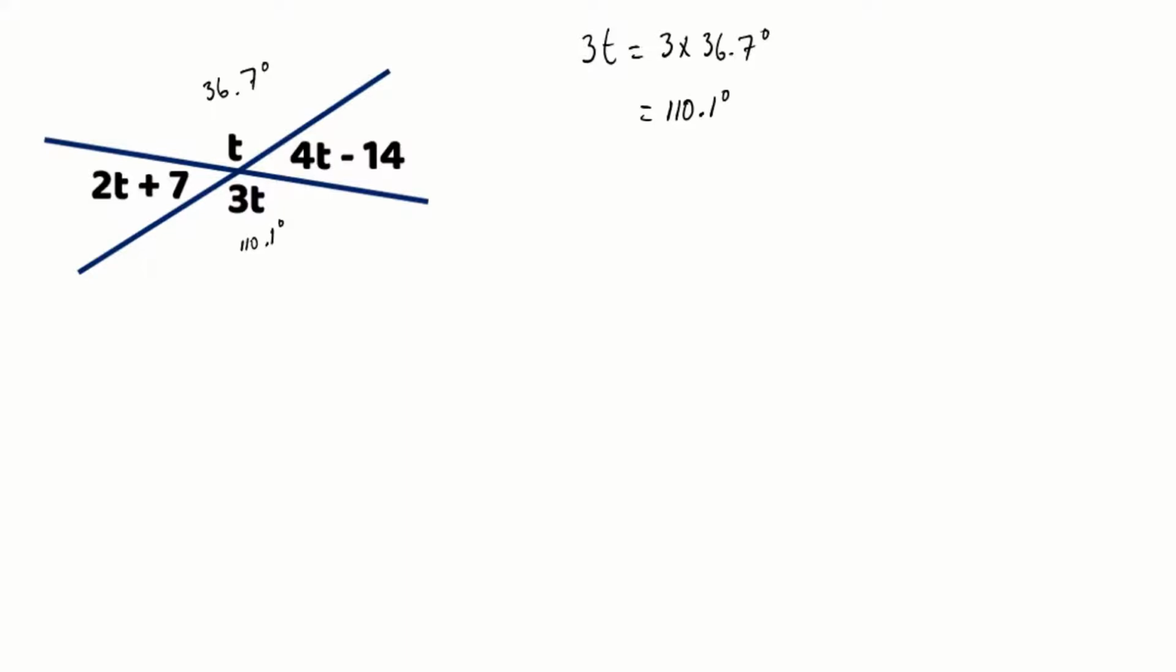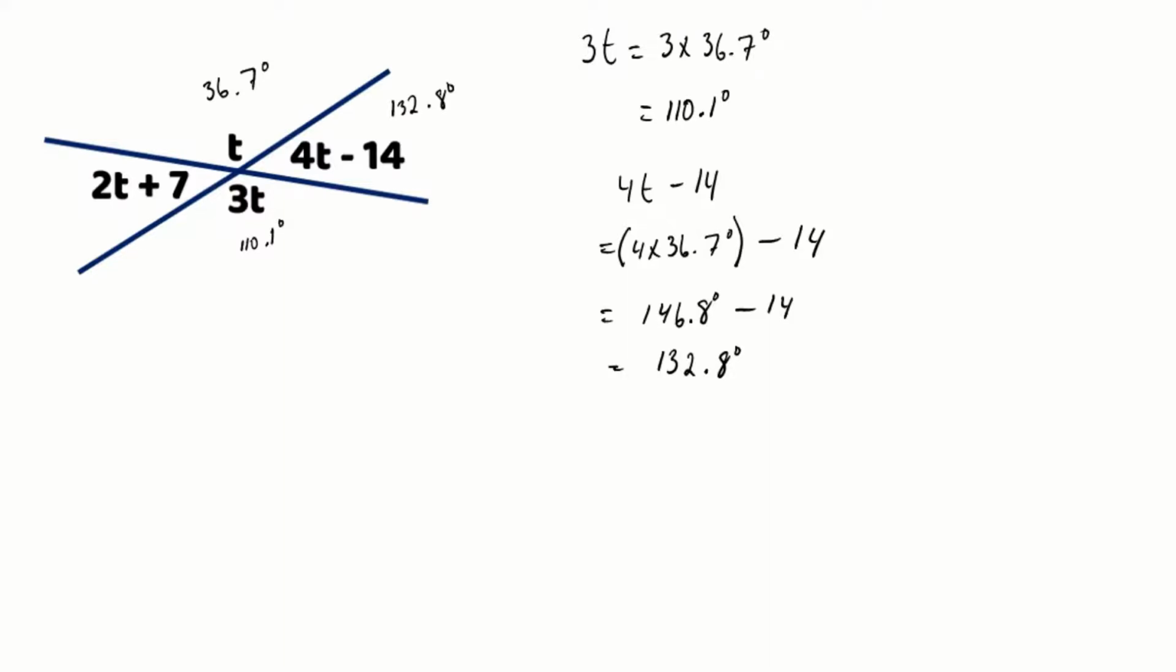Now that we found 3t, I'm now going to solve for 4t minus 14. And again, 4t means that 4 is being multiplied to 36.7 degrees, and its product will subtract 14. And 4 times 36.7 degrees is equal to 146.8 degrees minus 14, which is equal to 132.8 degrees. So my 4t minus 14 is equal to 132.8 degrees.